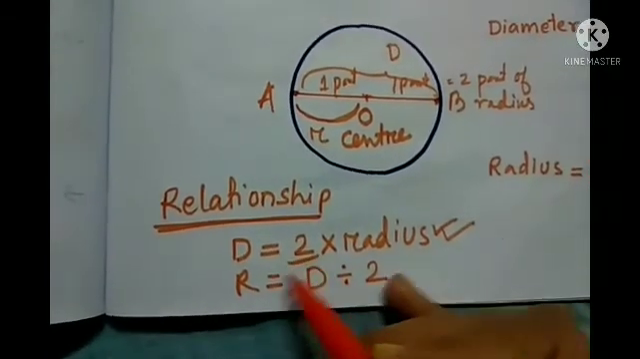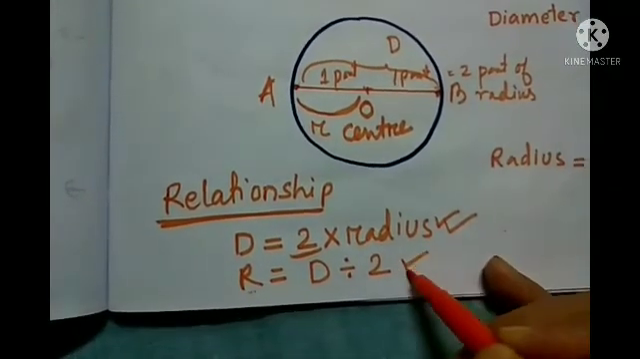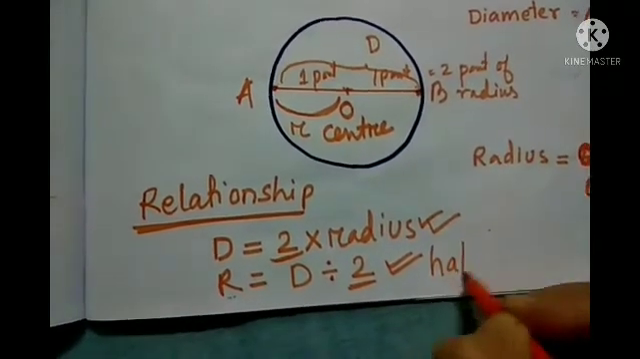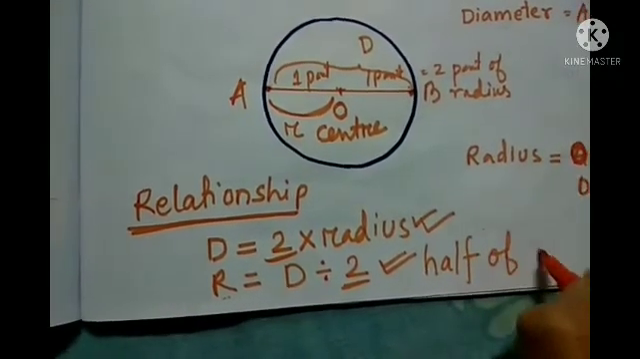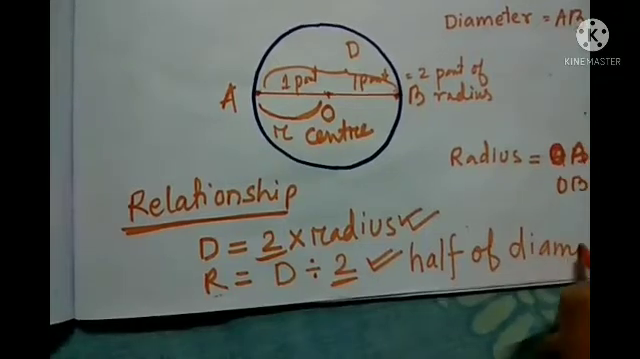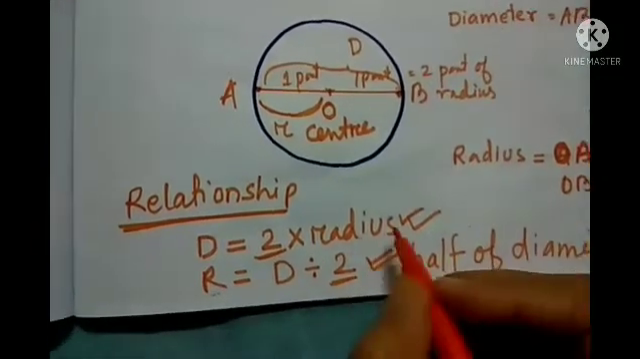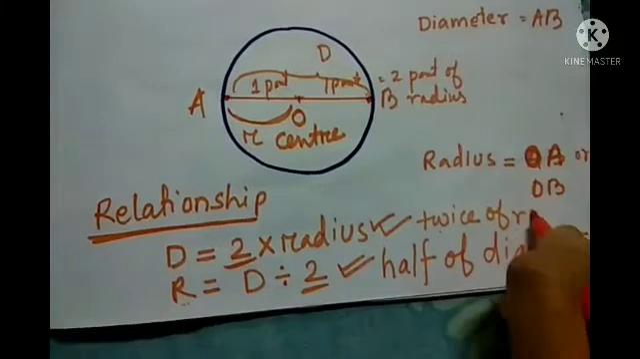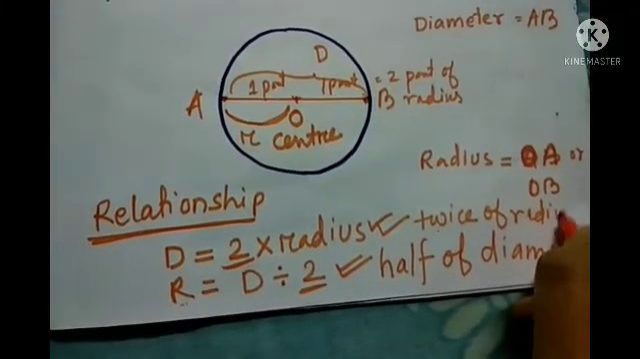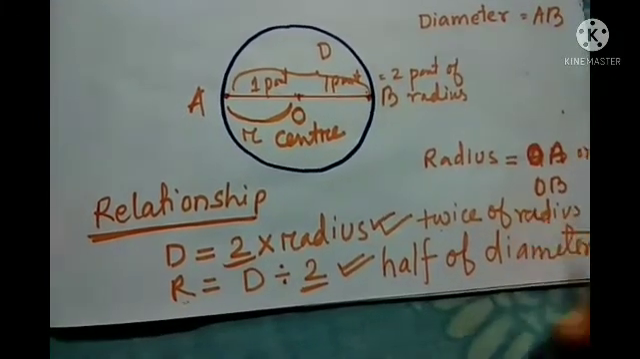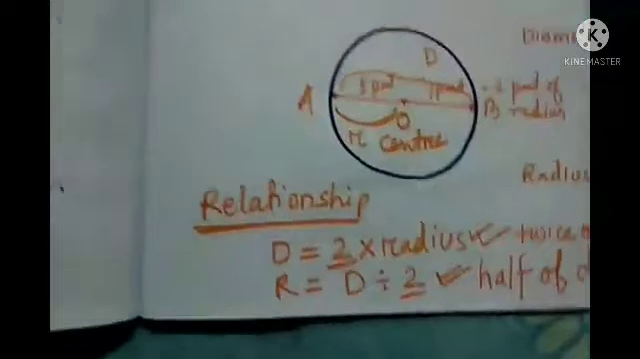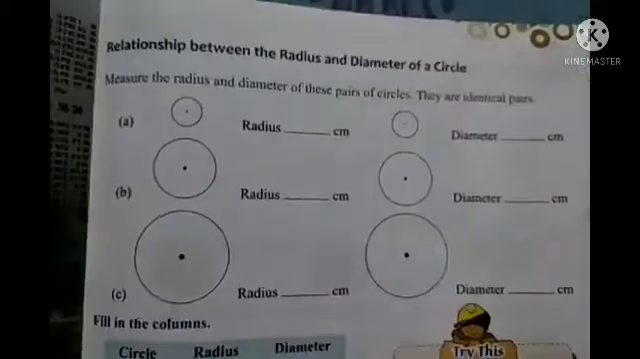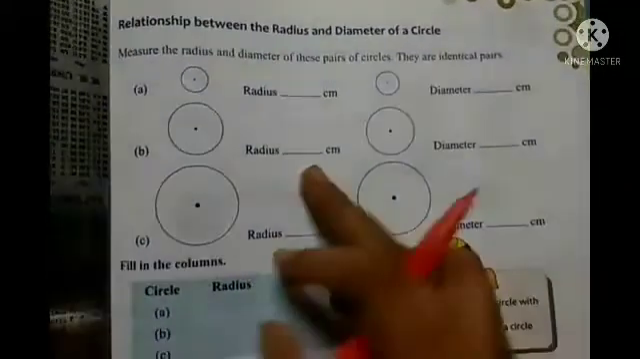Students, always remember that diameter is twice the radius and radius is half the diameter. I am writing here, you see, radius is half of the diameter. Whatever the diameter is, we have to divide it by 2. And in the case of diameter, it is twice the radius. Always it will be twice the radius, that means you have to multiply by 2. These are the relations between diameter and radius.